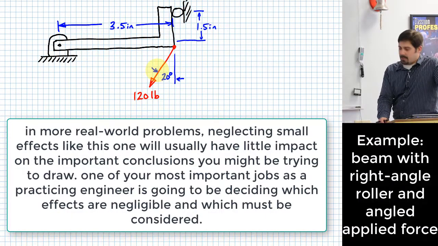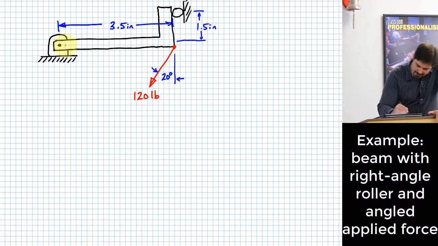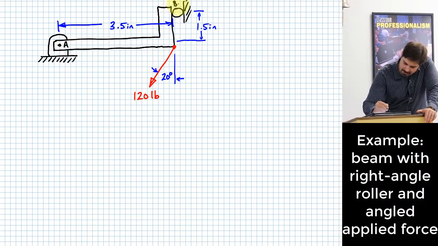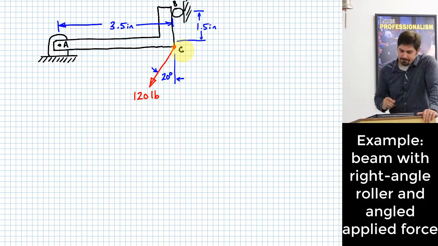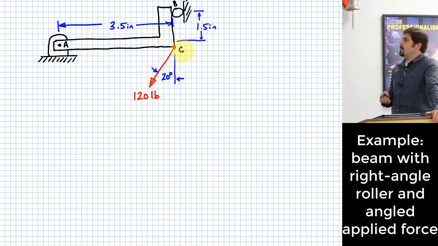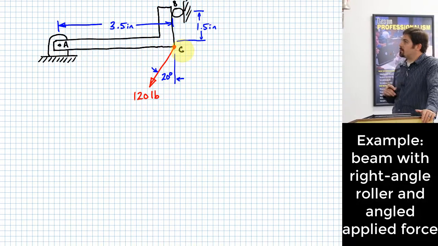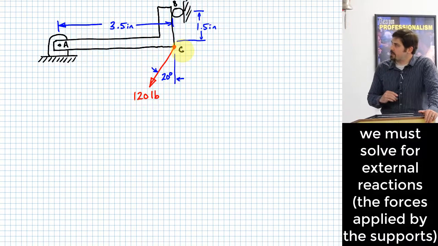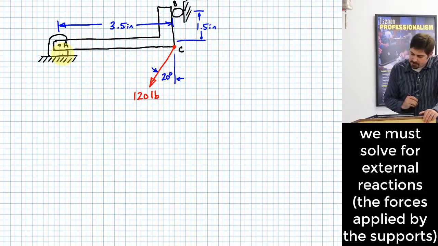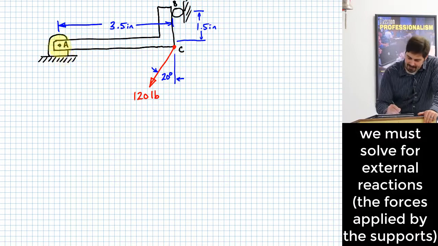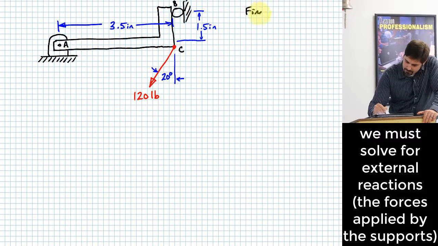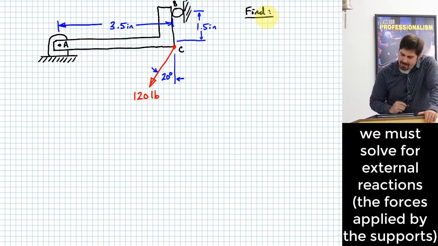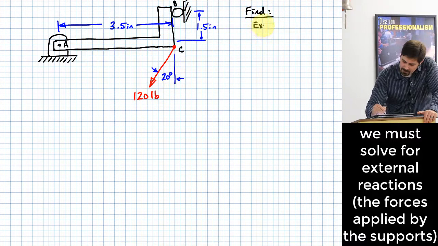All right, let me also do this. Let me put some letters on here. Let's say this is point A, let me call this point B, and let me say this is point C. Okay? Now, I want to figure out how much force does the roller apply to this little L-shaped bracket, and how much force is applied at the pin, at A. Okay? So that's what I'm supposed to find. And one way I can shorthand that, I can call these external reactions.